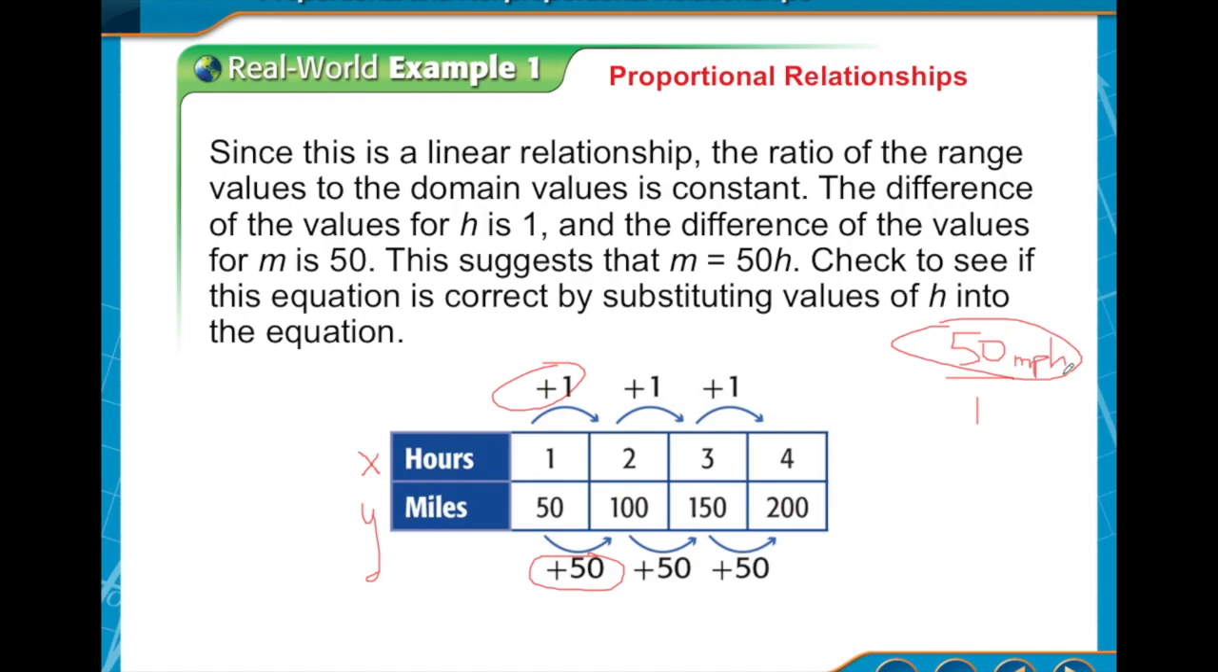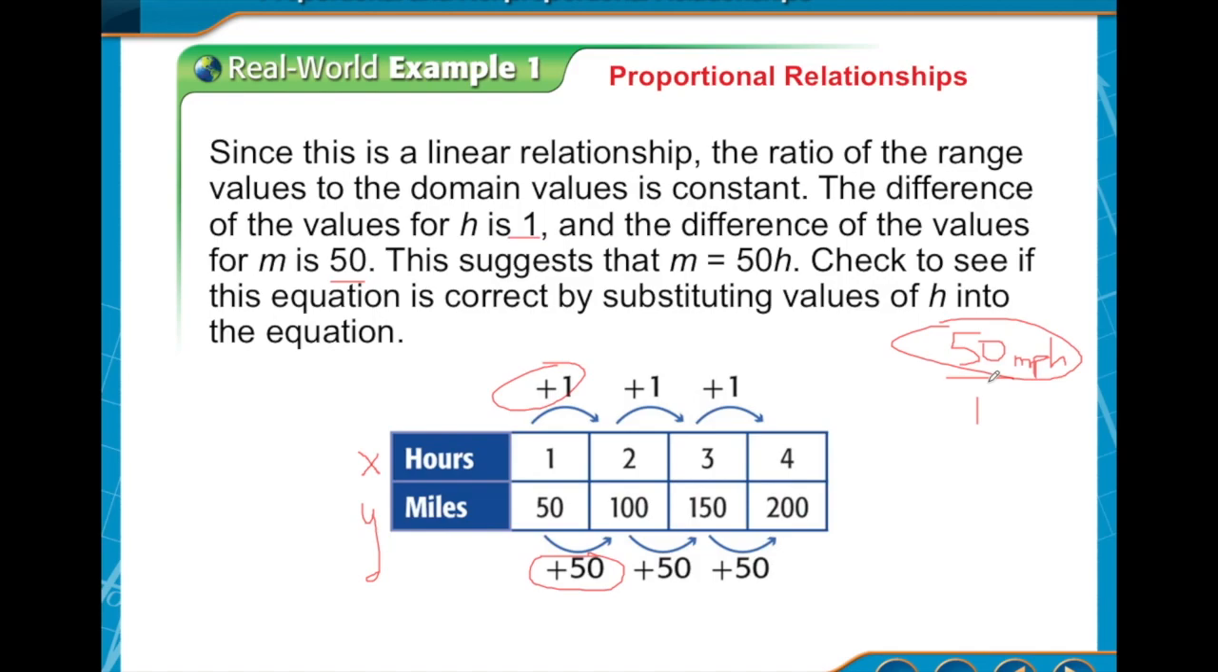So our slope is 50 miles an hour. To write an equation, we know the difference of the values for m is 50, and h is 1, that's the changes here and here. So this tells us that the number of miles is equal to 50 times the number of hours, because every hour that goes by, you get 50 more miles.